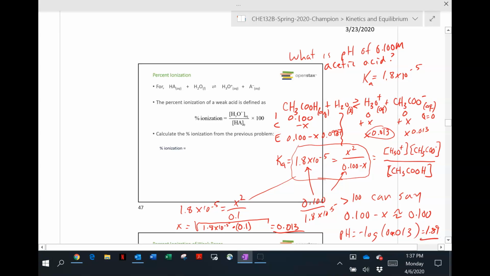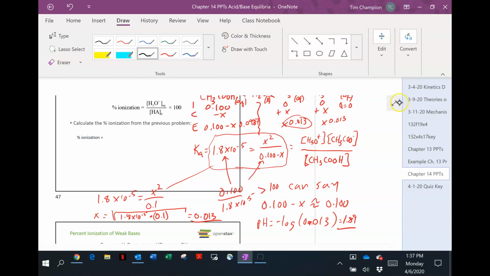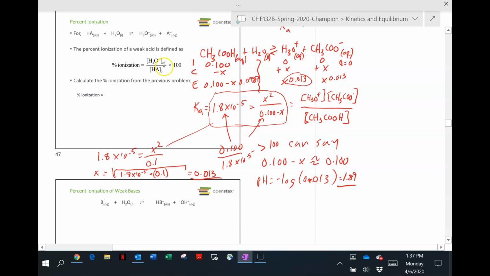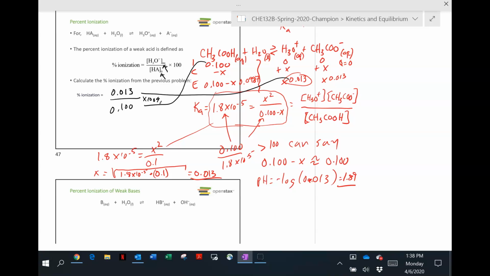Okay, now the percent ionization, let's change colors here for a second. The percent ionization, we're looking for the amount of hydronium ion at equilibrium and the amount of initial acid. So in this case, it's going to be 0.013, that number right there, divided by this number right here, 0.100, all that times 100%. So that comes out to be, I get 13% ionization is what I get in that calculation right there. That's what the percent ionization would look like.